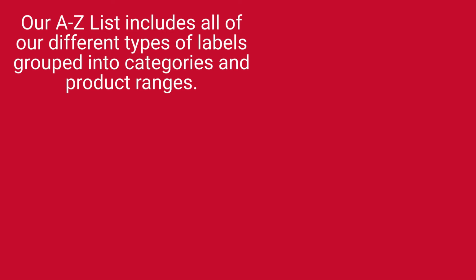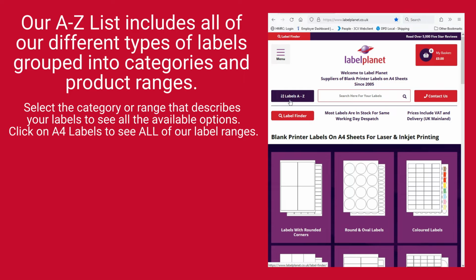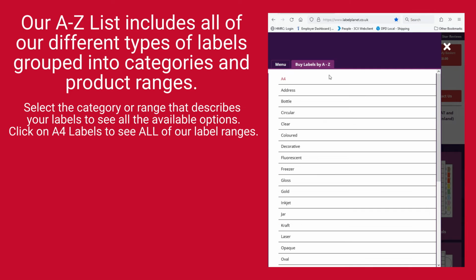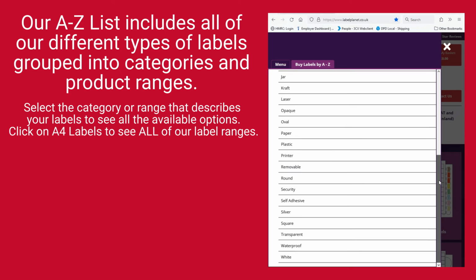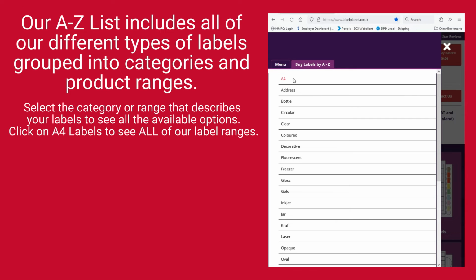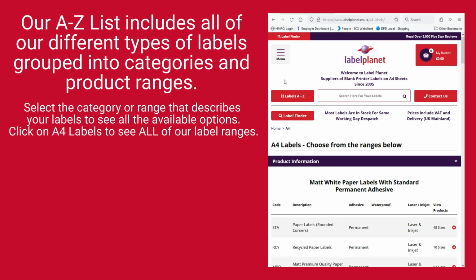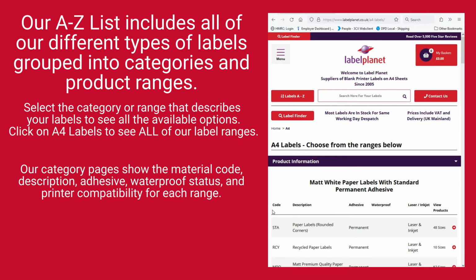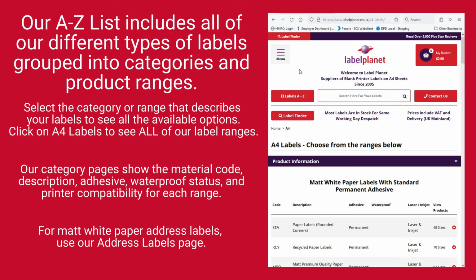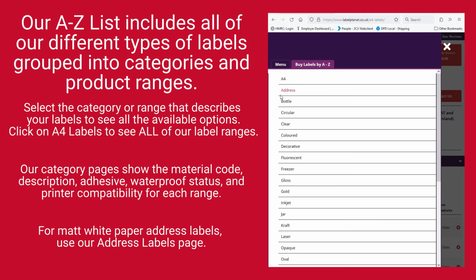Our A to Z list includes all of our different types of labels, grouped into categories and product ranges. Select the category or range that describes your labels to see all the available options. Click on A4 labels to see all of our label ranges. Our category pages show the material code, description, adhesive, waterproof status, and printer compatibility for each range. For matte white paper address labels, use our Address Labels page.